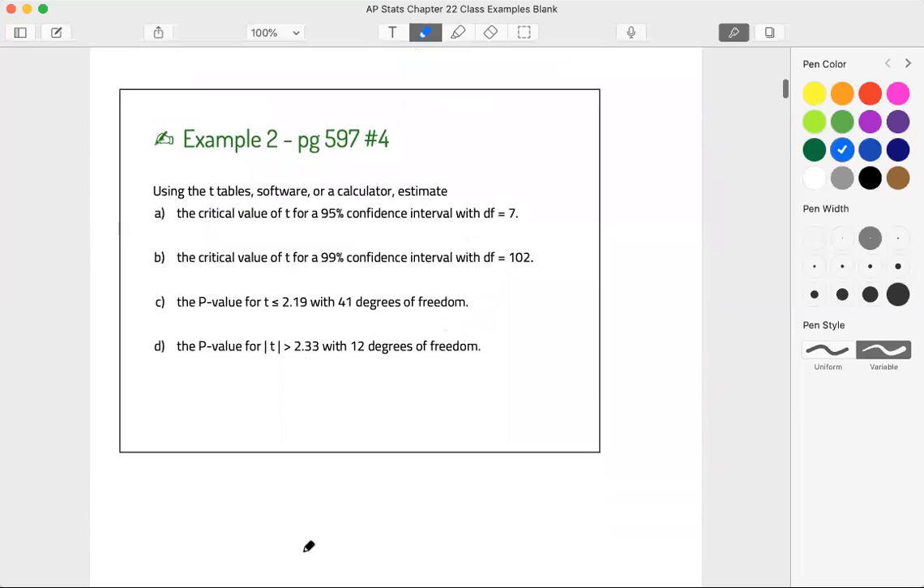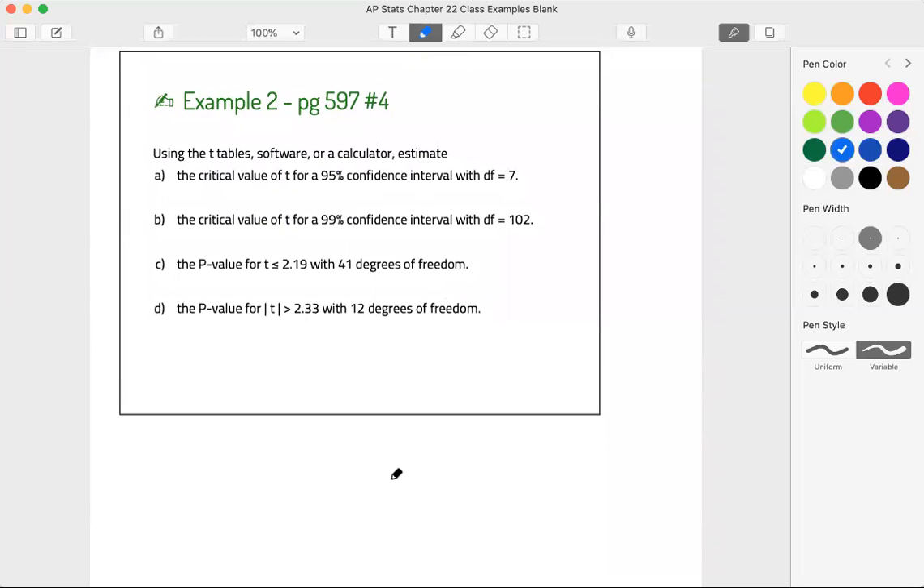All right, example 2. Using t-tables, software, or a calculator, estimate the critical value of t for a 95% confidence interval with degrees of freedom of 7. All right, so in part A, we're going to find the t critical value for degrees of freedom 7. Using your calculator, you're going to find the inverse T of 1 minus your confidence level divided by 2, 0.025, comma, your degrees of freedom. When you do that, you're going to get 2.37, and that is your critical value.